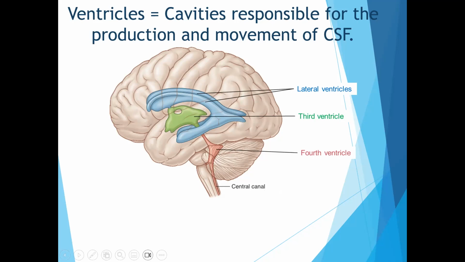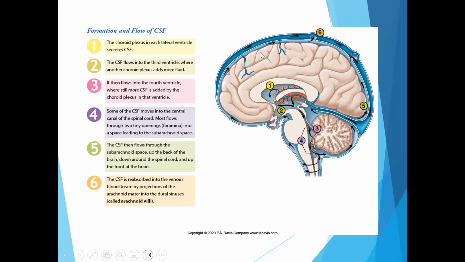So it's formed in the choroid plexus. That's where CSF originates, but you don't necessarily need to memorize this full chart here. I do want you to know that the first step is that the choroid plexus in the lateral ventricle secretes the cerebrospinal fluid. So you do need to know that. And I don't need you to memorize some of these next steps.